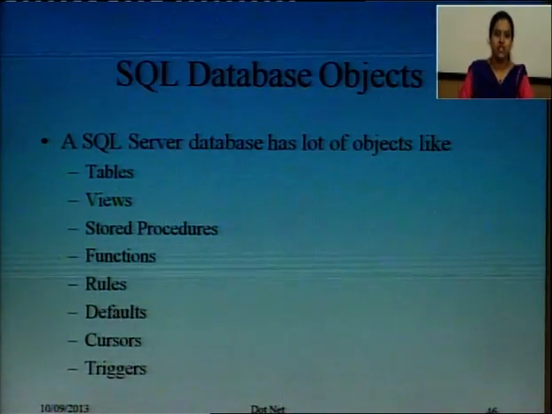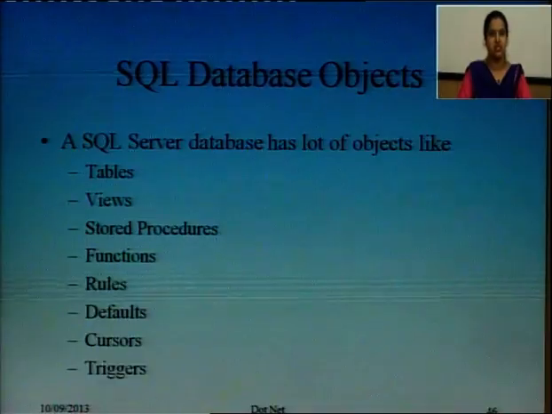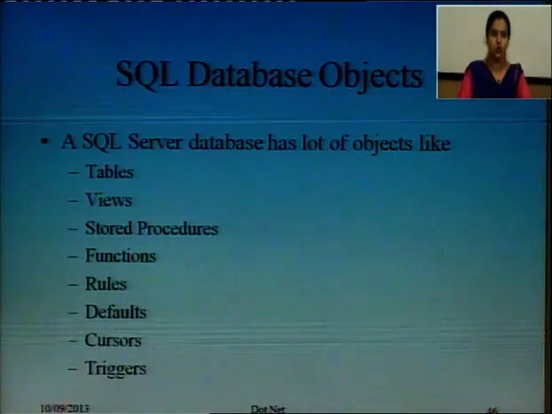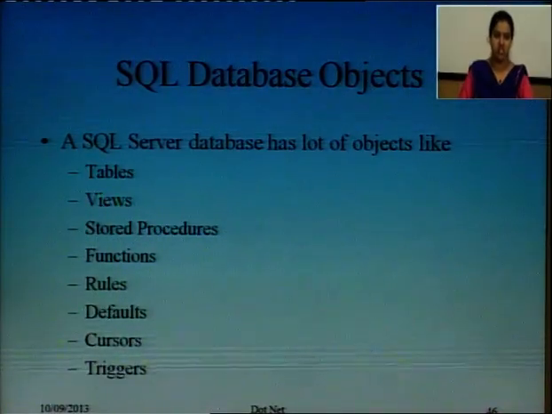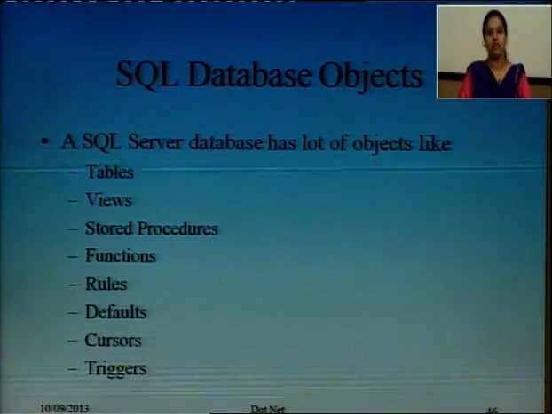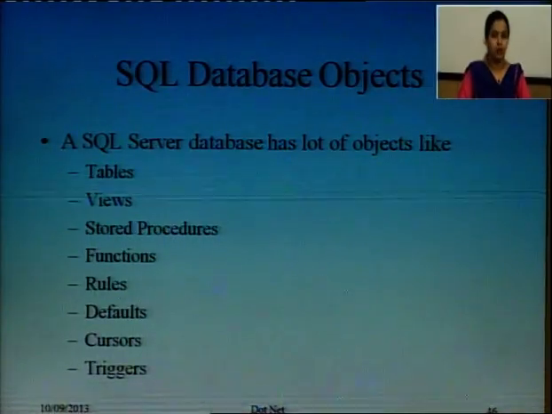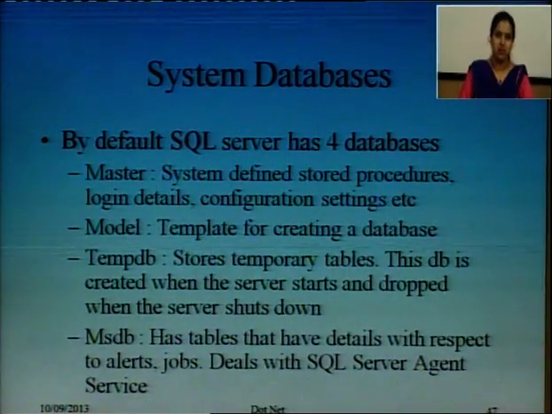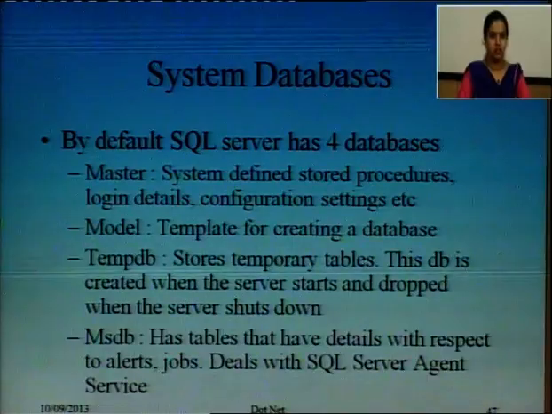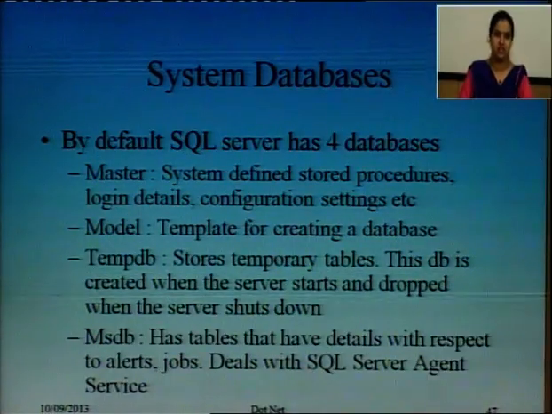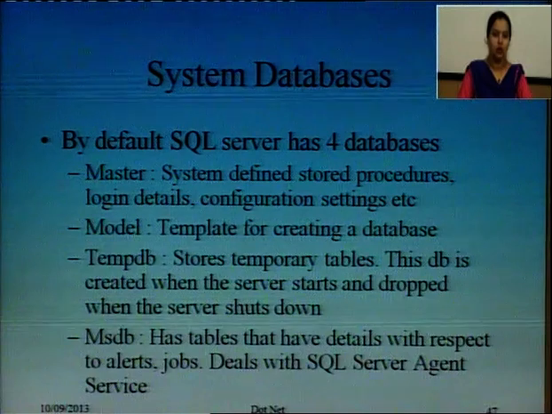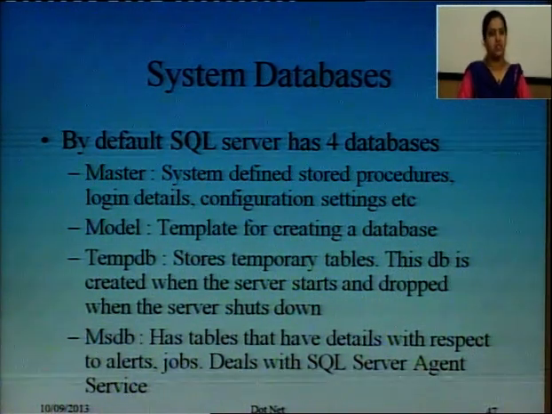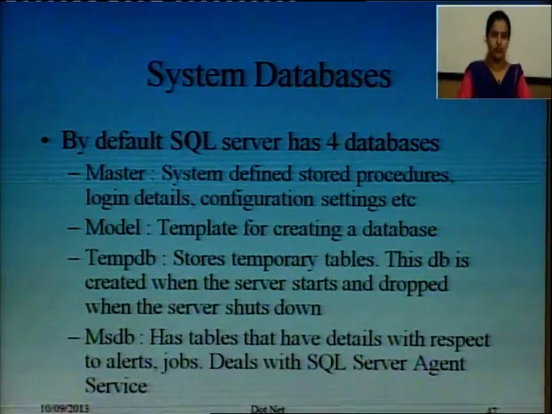Then there are some objects which are used in SQL databases: tables, views, stored procedures, functions, rules, defaults, cursors, and triggers. These are all objects provided by the .NET packages. Here are some system databases. SQL Server has 4 types of databases: the master database, model database, tempdb database and the msdb database. These 4 databases have their own functions.